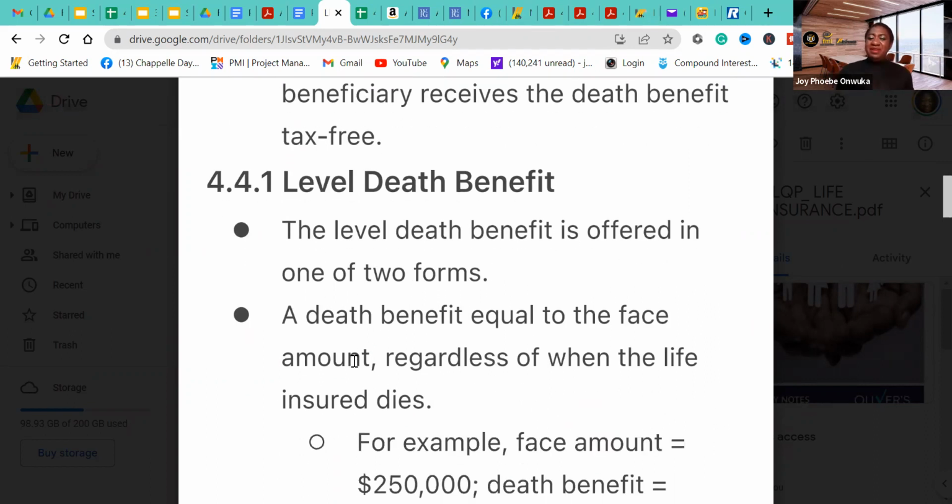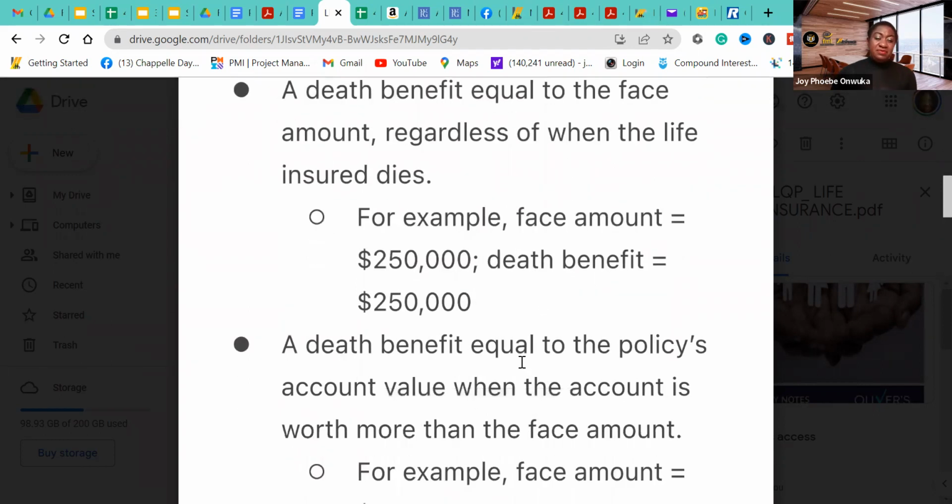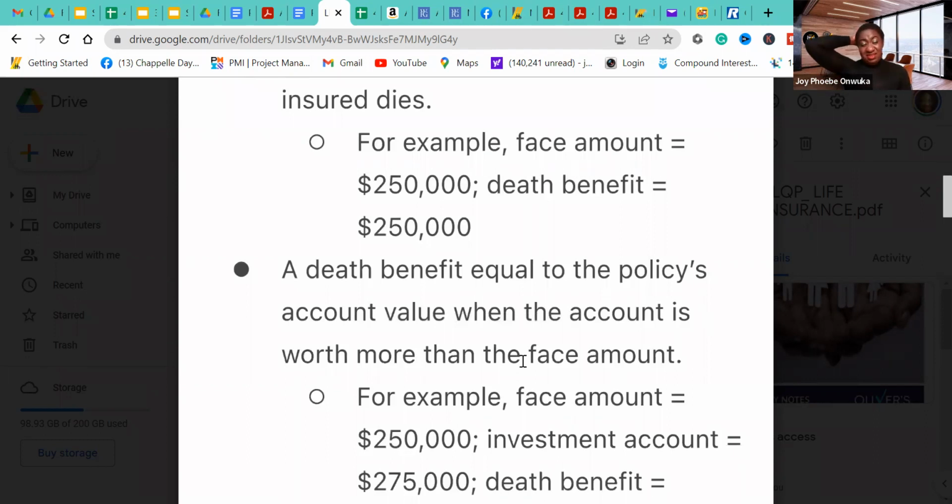Level death benefit. The level death benefit is offered in one of two forms. A death benefit equal to the face amount, regardless of when the life insured dies. For example, if the face amount is 250,000, the death benefit is 250,000. That is level. Regardless of whether you have a cash value that is 1 million, your death benefit will be your face amount. And if you have a 250 face amount and a fund value of 100,000 and you take that 100,000, your death benefit will remain 150. I believe they are going to explain to us as we go.